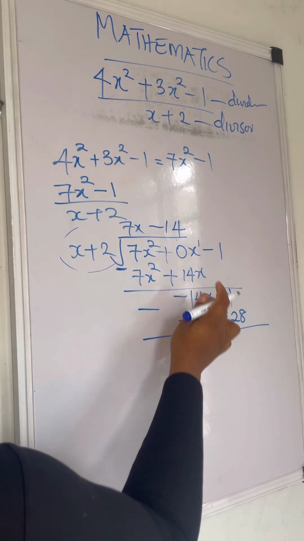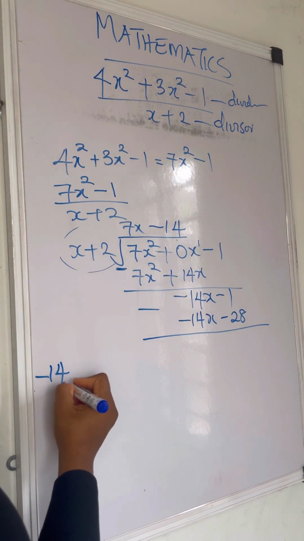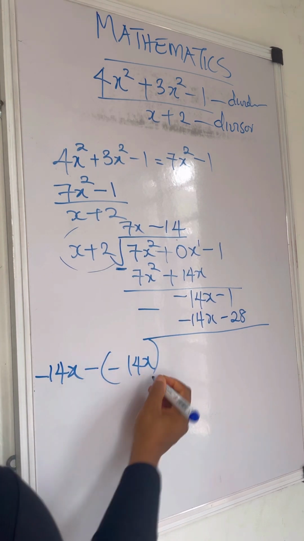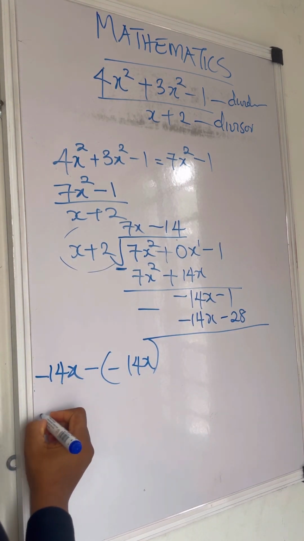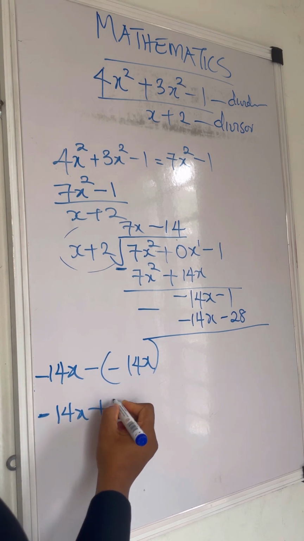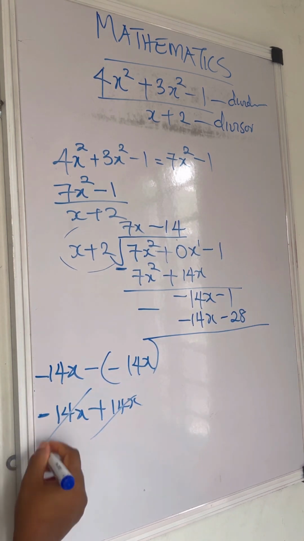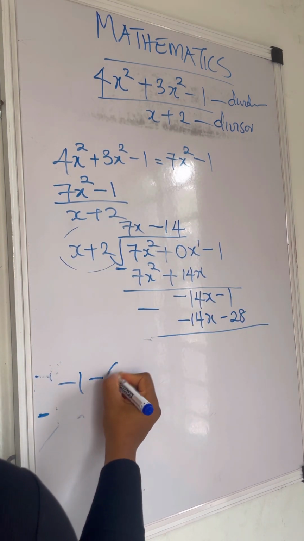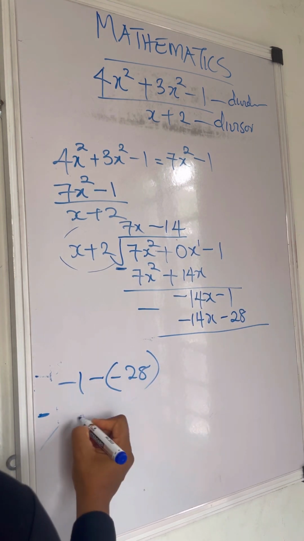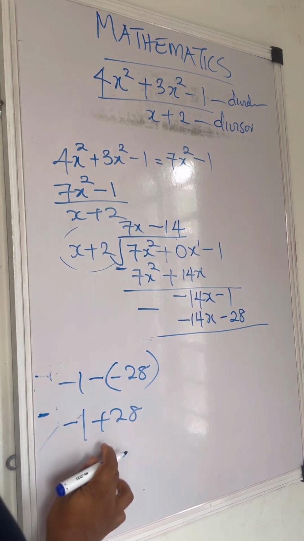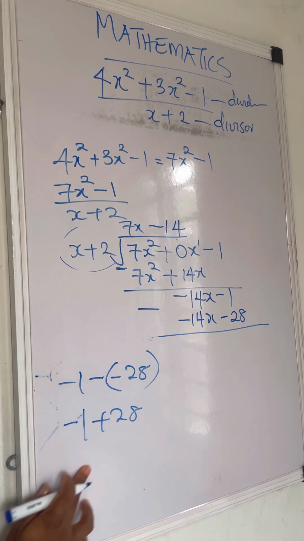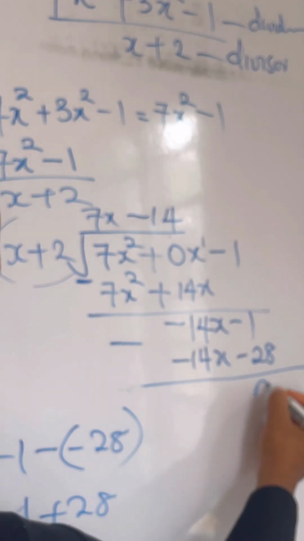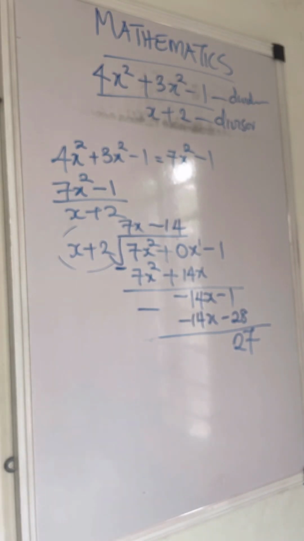So we're still going to subtract this from this. So minus 14x, then this minus, and this minus here, minus 14x. Remember, minus times minus is plus. So it's going to be minus 14x plus 14x, they will go. The next one, minus 1 minus minus 28. Minus times minus is plus, so minus 1 plus 28. So in this case, we're going to subtract and take the sign of the bigger number. If we subtract 1 from 28, we're going to have 27. Then the sign of the bigger number is positive. So we're left with 27. This is the lowest we can go.